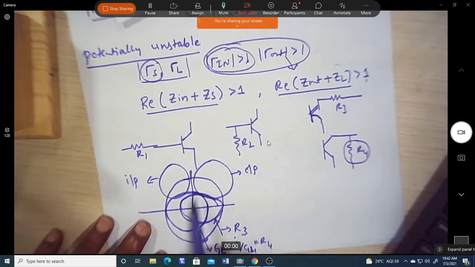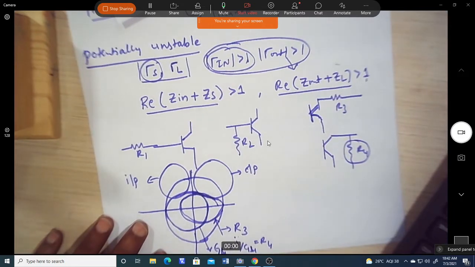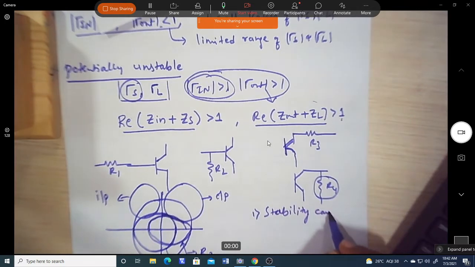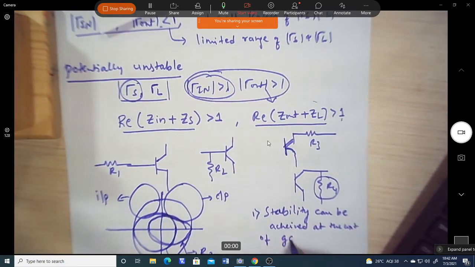Like that, even for the input stability circle we have to see which resistance circle or conductance circle touches this boundary and makes it stable. This is how we can bring the potentially unstable device to an unconditionally stable device. While doing that, we can achieve stability, but at the cost of gain, and output power.